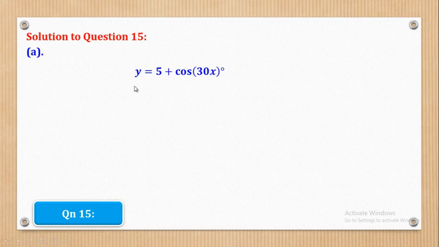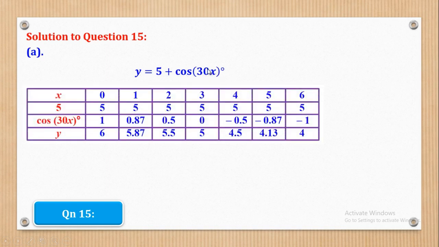So first of all, we are given an equation which relates x and y, that y is equal to 5 plus cos 30x degrees. Therefore, our table will be in that form. Remember, they told us that x is hours but at intervals of 1. So it will be 0, 1, 2, 3, 4, 5, 6. They told us to stop at 6. Now this 5 will be here, and it's a constant, therefore throughout it will be 5, 5, 5.